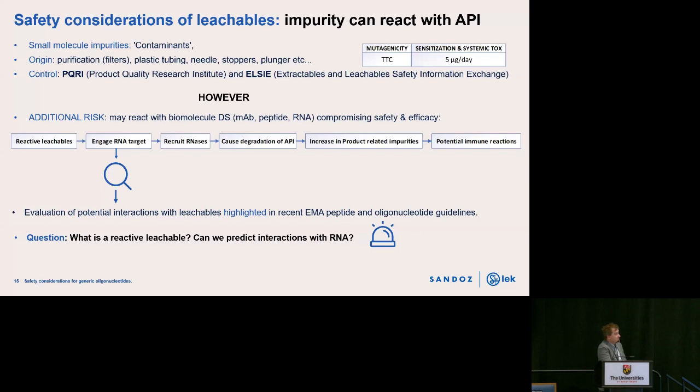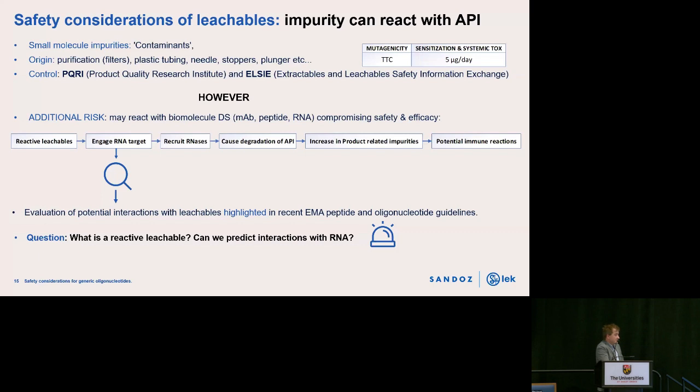Nonetheless, leachables cause an additional risk. That is that they may react with the biomolecule drug substance, compromising safety and efficacy. And in a recent discussion with certain regulatory agencies, it was highlighted that there could be reactive leachables present which could engage the RNA target, your API, which would then in the body recruit RNases, cause the degradation of the API, lead to an increase in product-related impurities, and they could potentially lead to immune reactions.